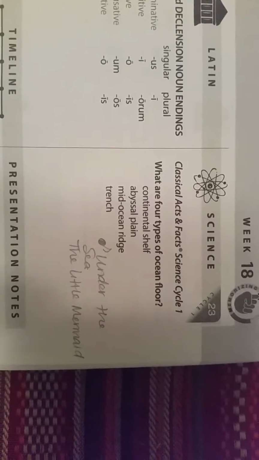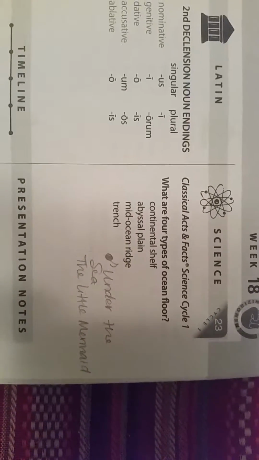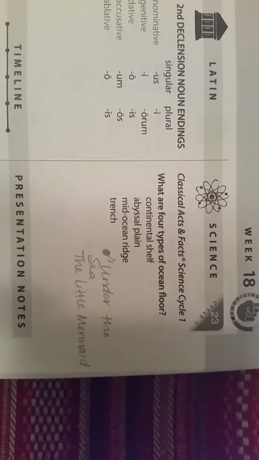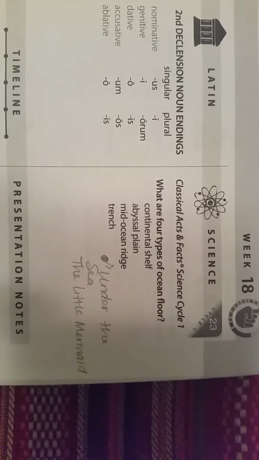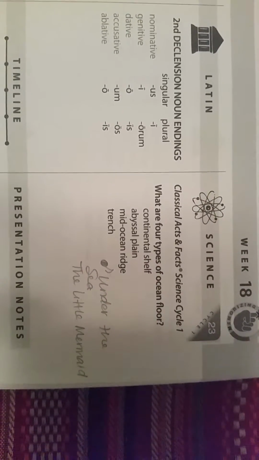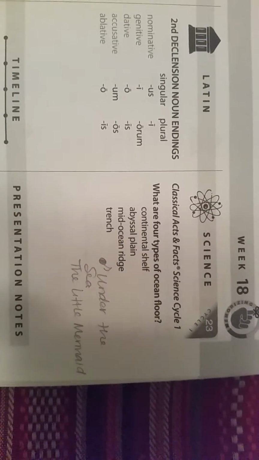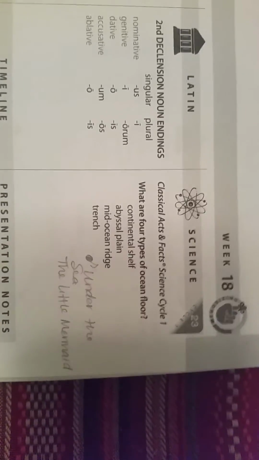Alright, week 18. What are 4 types of ocean floor? Abyssal plain, mid-ocean ridge, continental shelf, and the deep, deep trench. These are 4 types of ocean floor under the sea.